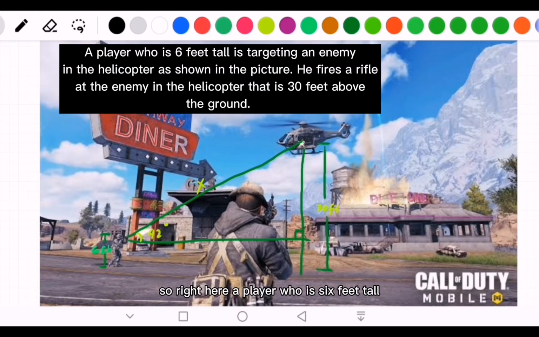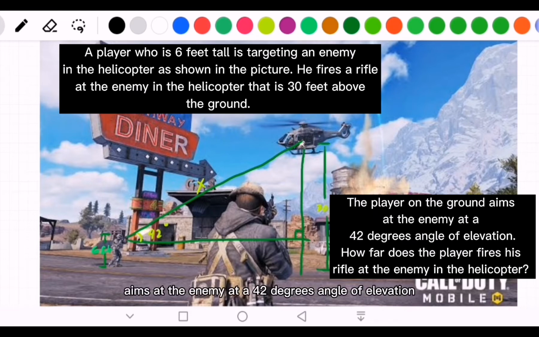So right here, a player who is 6 feet tall is targeting an enemy in the helicopter as shown in the picture. He fires a rifle at the enemy in the helicopter that is 30 feet above the ground. The player on the ground aims at the enemy at a 42 degrees angle of elevation. How far does the player fire his rifle at the enemy in the helicopter?